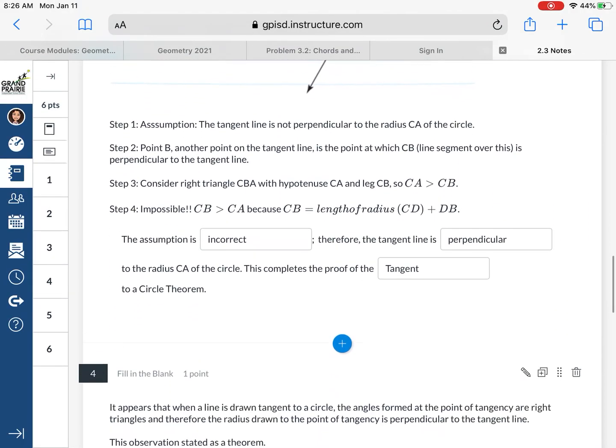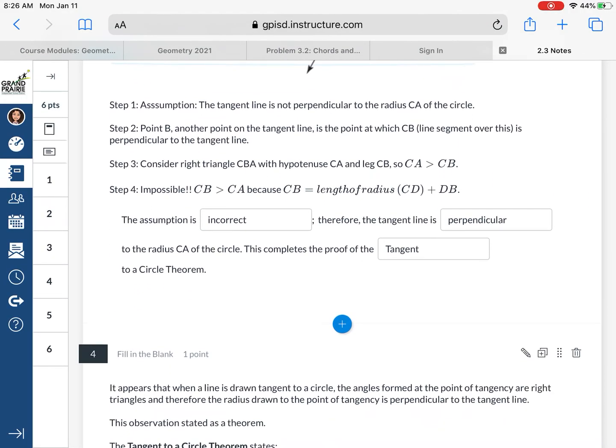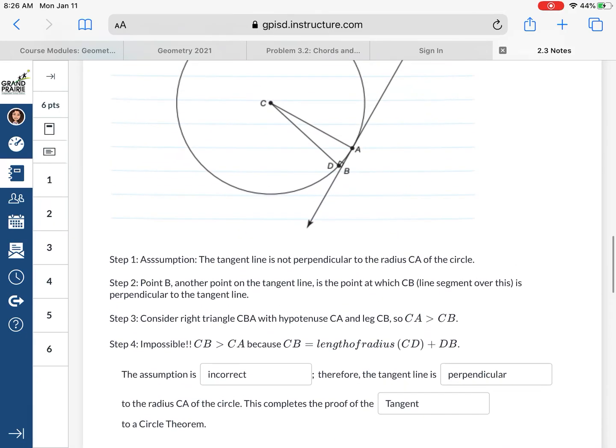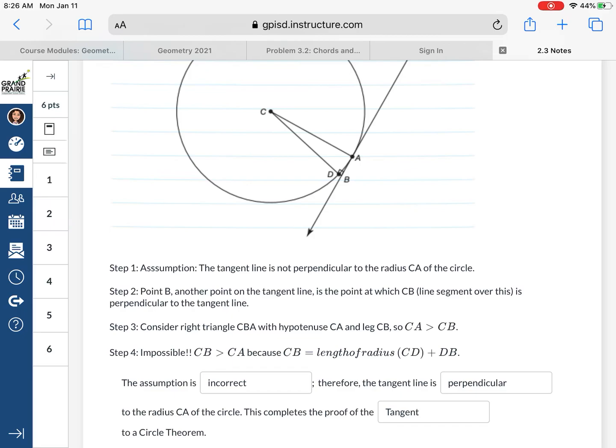Okay, and moving along here, step 1, our assumption, we always start with the assumption. We can say that the tangent line is not perpendicular to the radius CA of the circle. So notice that our assumption is backwards of what we said. We said that the tangent line was at 90 degrees to the circle, but what if we assume that it is not? Then step 2, we can say that point B, another point on the tangent line, is the point at which CB is perpendicular to the tangent line, and that's why they put a little box there.